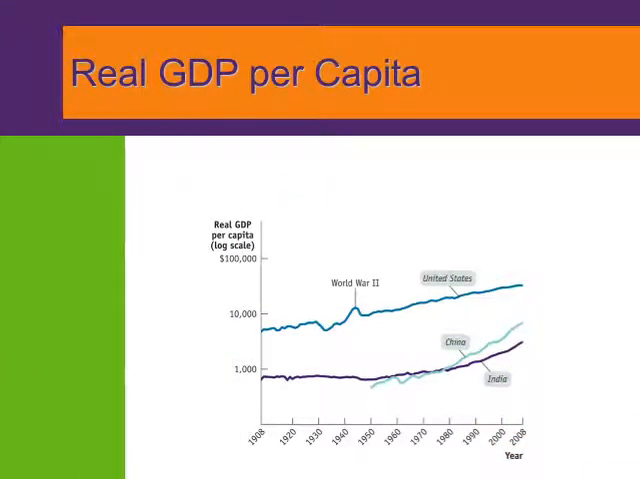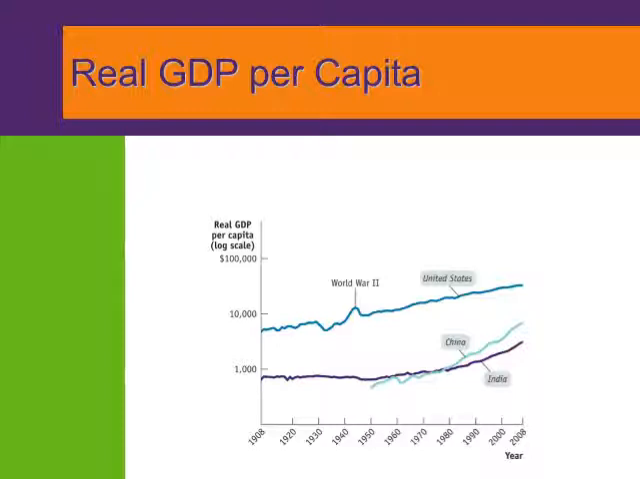The key statistic used to track economic growth is real GDP per capita, real GDP divided by the population size. Why GDP? Because, as we have learned, GDP measures the total value of an economy's production of final goods and services, as well as the income earned in that country in a given year. Think of this as the total size of the economic pie.